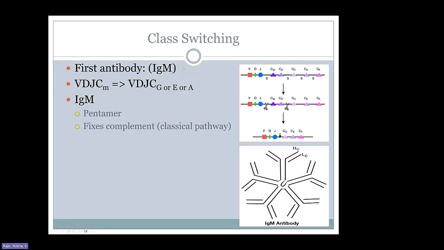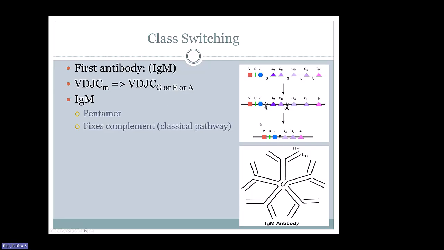At that time, remember the VDJ part is bound to the constant part called C. C mu is the one that makes the IgM, and that C mu is followed by C delta, G, E, A. So depending on what type of infection it is, is it a parasitic infection? You need IgE. It's going to cut out that portion between C mu and C epsilon so that the C epsilon gets attached. If it's a bacterial infection or a viral infection, you need IgG. It's going to cut out C mu and C delta, and the C gamma gets bound to the VDJ.